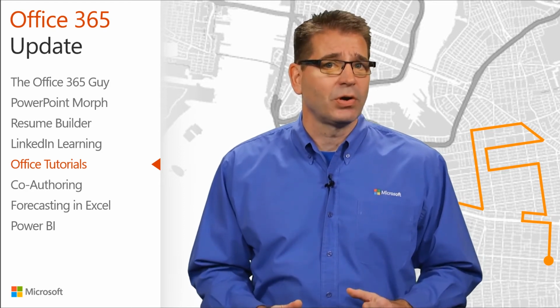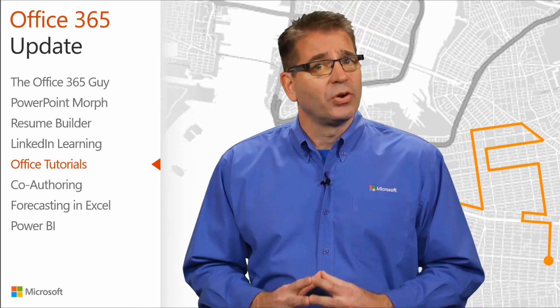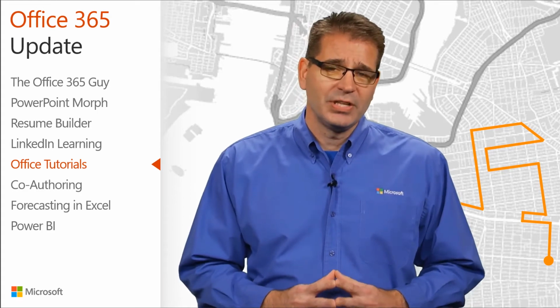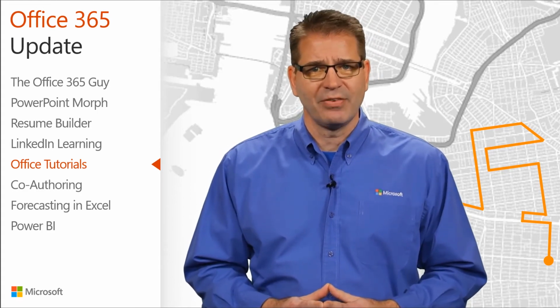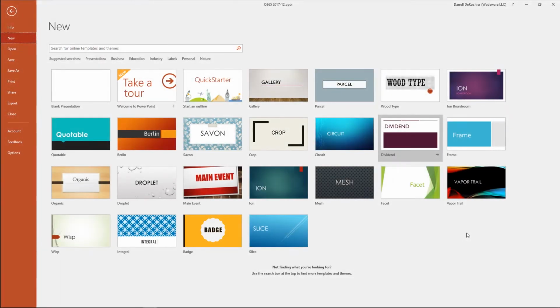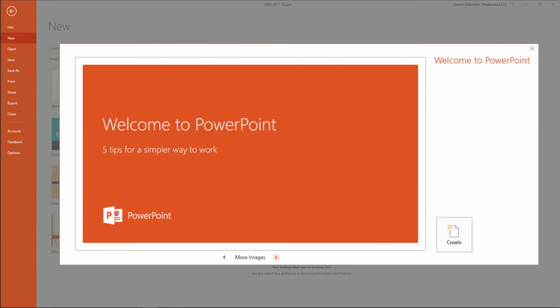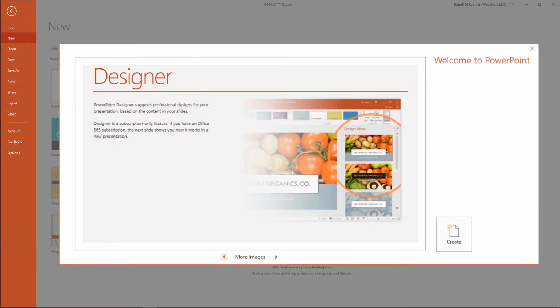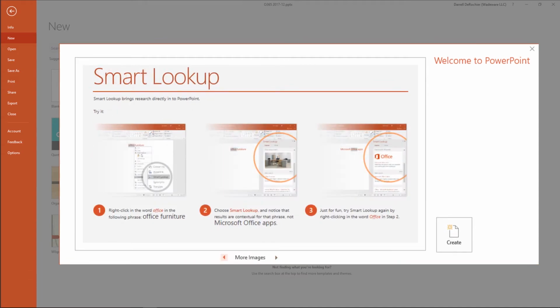These hidden gems are often overlooked, but they're a great way to review the latest and greatest feature enhancements to Office 365 applications on Windows and Mac OS. For example, the current tour in PowerPoint on Windows offers tips for simplifying the way you work on slides by leveraging PowerPoint Designer, Morph, and Smart Lookup.